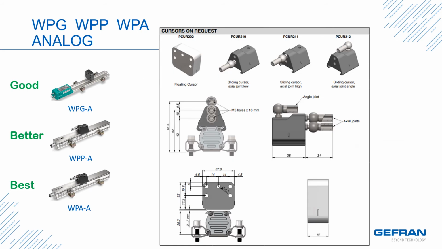Here you see the available magnetic cursors. The PCUR202 cursor is floating and does not touch the sensor body. It must be kept at between 2 and 7 millimeters above the sensor to maintain accuracy. The rest of the cursors slide along grooves in the sensor body and have a threaded axial joint that engages the item to be measured.